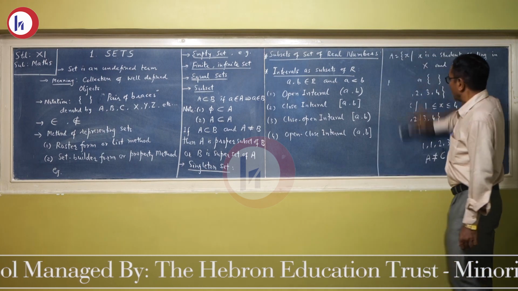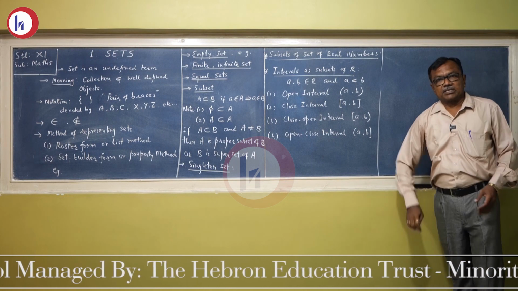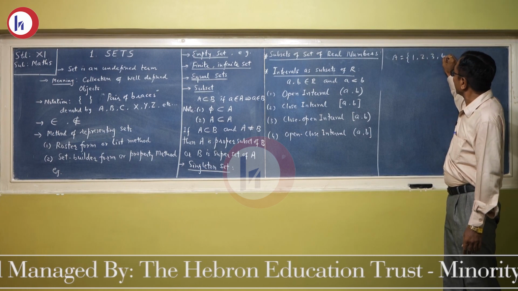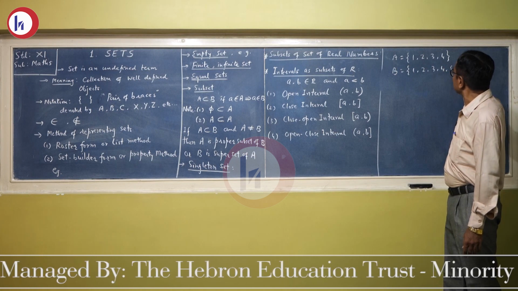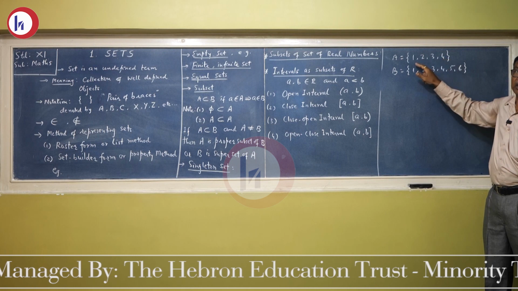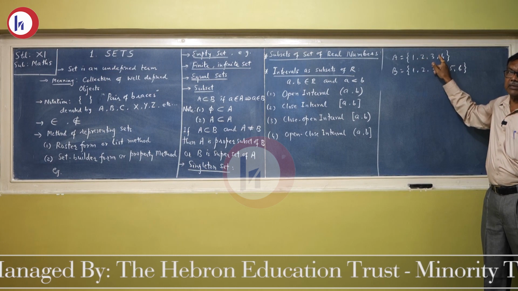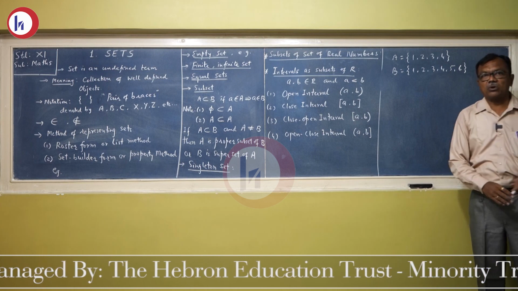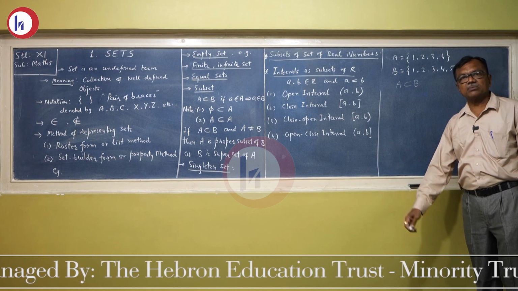Let us see one more definition of sets: subsets. For two sets, for example, A equals {1, 2, 3, 4} and B equals {1, 2, 3, 4, 5, 6}. If all the elements of set A are elements of set B, then set A is called a subset of set B, written as A is a subset of B.